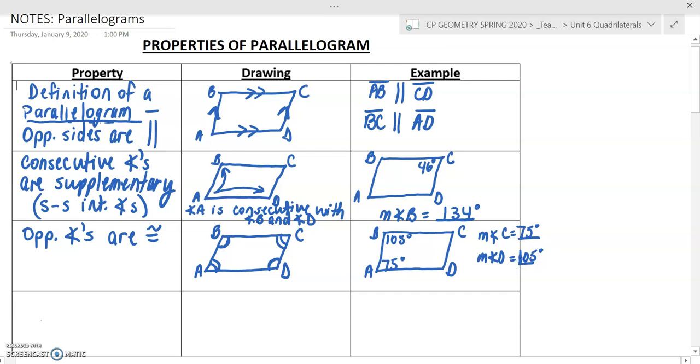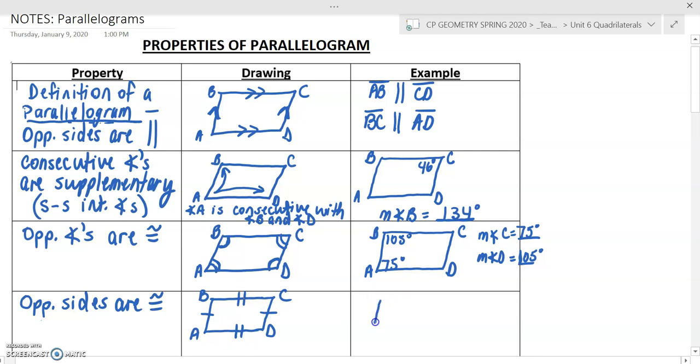All right, moving right along. The fourth property is opposite sides are also congruent. Opposite sides are congruent. Let's take a look at a drawing for that. Again, same parallelogram that I've been drawing, but obviously I'm giving you different information. So again, parallelogram ABCD. And again, opposite sides are congruent. So I'll use my tick marks to show that.